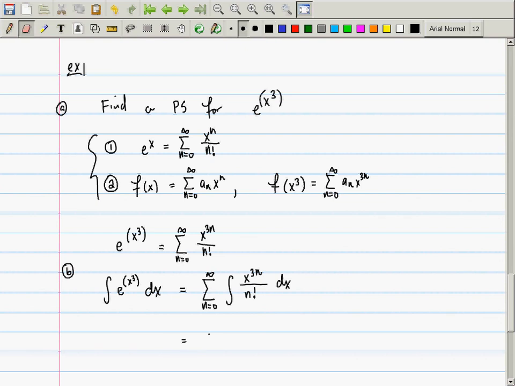Okay, good. So this will be the sum from n is 0 to infinity. This 1 over n factorial, that's just a constant, right? So I'm just going to write it right there. Then now, what is the antiderivative of x to the 3n? x to the 3n plus 1. Is it 3n plus 3? Is it 3 times n plus 1? Or is it 3n plus 1? 3n plus 1, right? Good. And then divided by 3n plus 1.